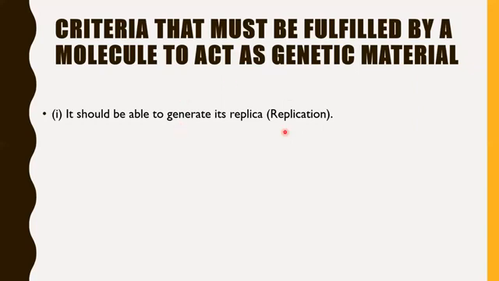Only DNA is self-replicable. From one RNA molecule, another RNA molecule can be produced, but it has to undergo reverse transcription followed by transcription. It cannot produce another RNA molecule directly, but DNA is self-replicable. The another point, it should be stable chemically and structurally. When compared to RNA, DNA is more stable.